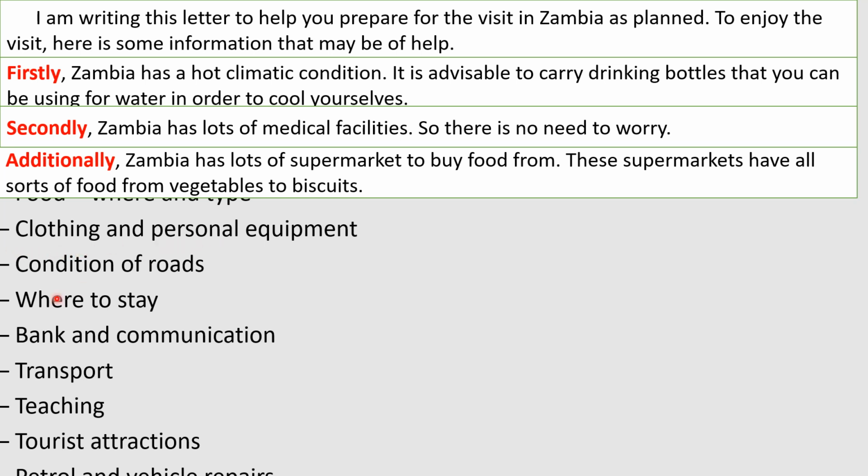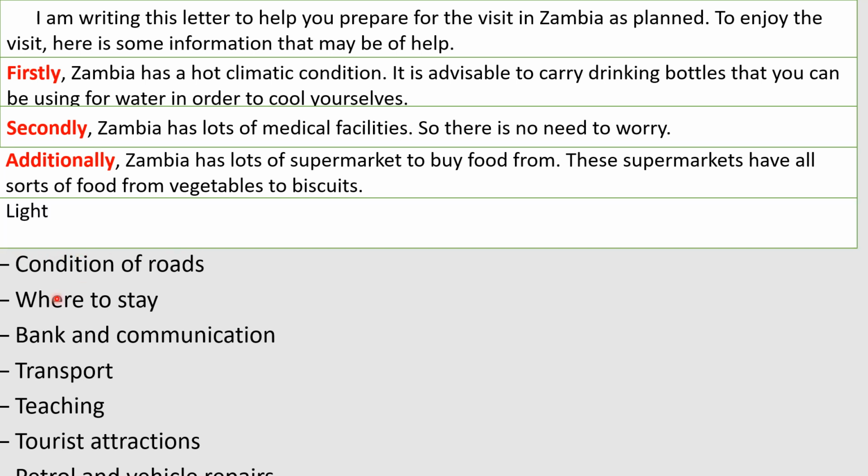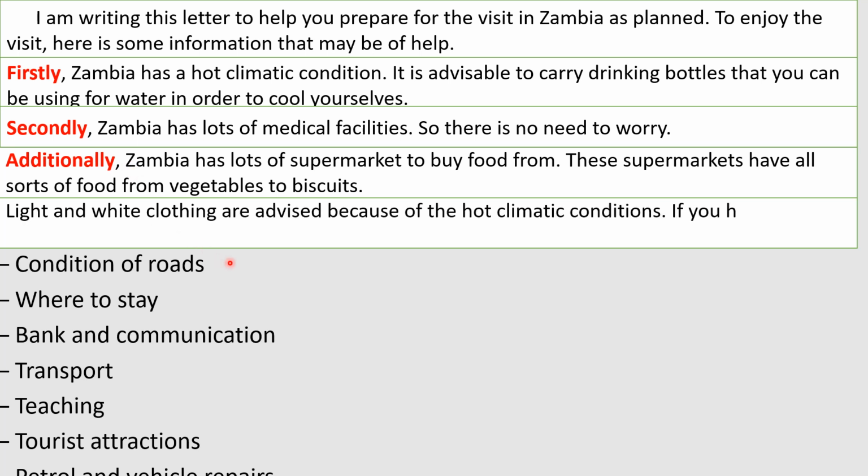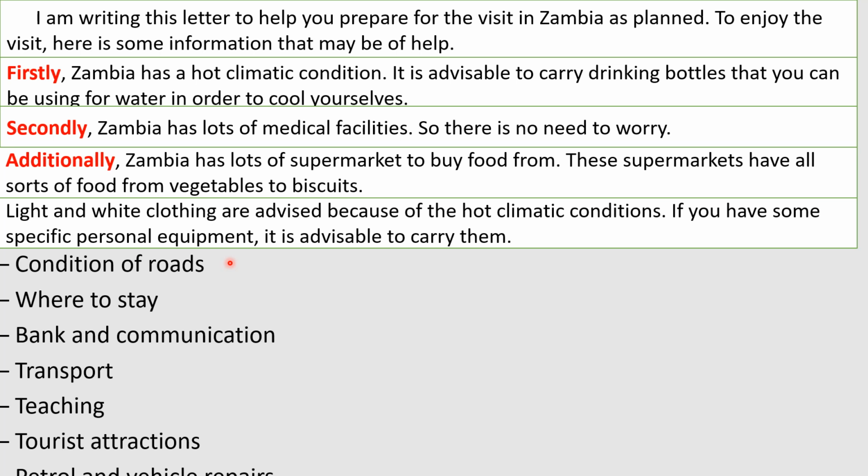We'll talk about clothing and personal equipment. Light and white clothing are advised because of the hot climatic conditions. If you have some specific personal equipment, it is advisable to carry them. Of course, if you write firstly, secondly, thirdly, fourthly, there's no problem with that. It is still in sequence. But I was just trying to show different ways in which you can spice it up.